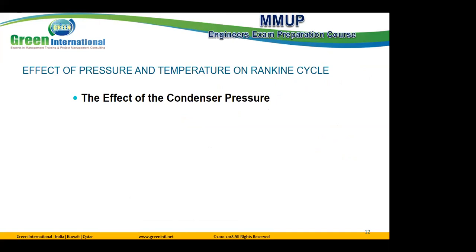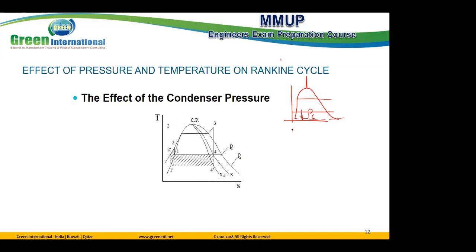We study the effect of three parameters. First one is the effect of condenser pressure. If you remember the cycle, the condenser pressure is the lower one, correct? This is P condenser. So what will we study for the effect of this one? If this line goes down, it means we expand in the turbine more to decrease the condenser pressure. What will happen? This is what we'll see here.